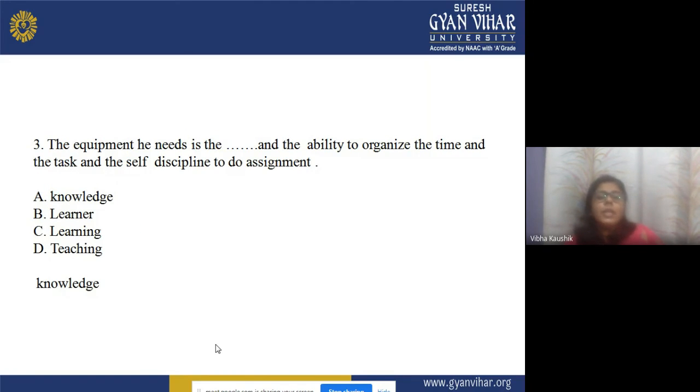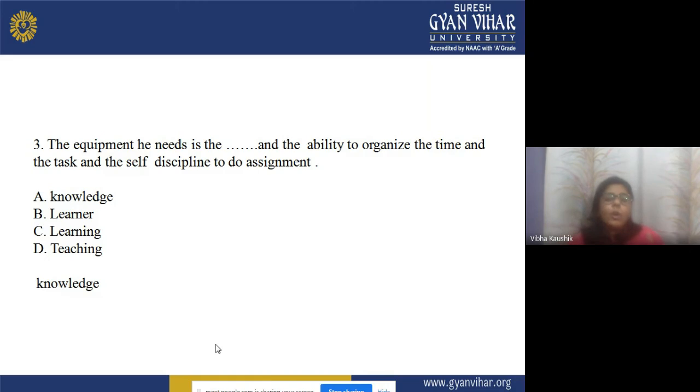The equipment he needs is the dash, and the ability to organize the time and the task and the self-discipline to do assignments. Now, the equipment he needs is the dash, meaning what the student needs, and the ability to organize, and it will develop the ability to organize the time, meaning he has to complete that thing in a proper duration, and the task and the self-discipline, and he should be self-disciplined if he wants to complete that assignment.